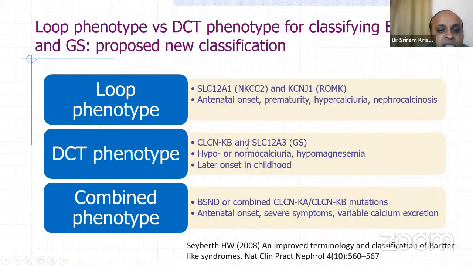Whereas the DCT phenotype is characterized by CLCNKB, the classical Bartter, which would fit into this, and then Gitelman syndrome would also fit into this. This would not have hypercalciuria so commonly. It would be more characterized by hypo- or normocalciuria. Hypomagnesemia indicates a DCT phenotype. This has a much later onset, classically in childhood. The combined phenotype is BSND, which is Bartter syndrome type 4A, or CLCNKA and KB mutations, which are 4B. So these have an antenatal onset, severe symptoms, and variable calcium excretion.